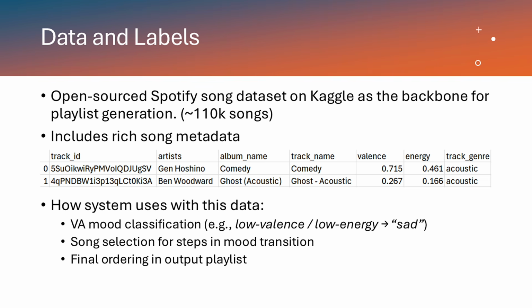To build EmoTuner, we use an open source Spotify dataset from Kaggle containing 110K songs with rich song metadata. That includes track name, valence, energy, which is also known as arousal, and track genre. Specifically, the valence and energy values in the dataset are used to categorize songs into different mood labels like happy, angry, and sad. During playlist generation, songs are selected and ordered based on their valence and arousal values.